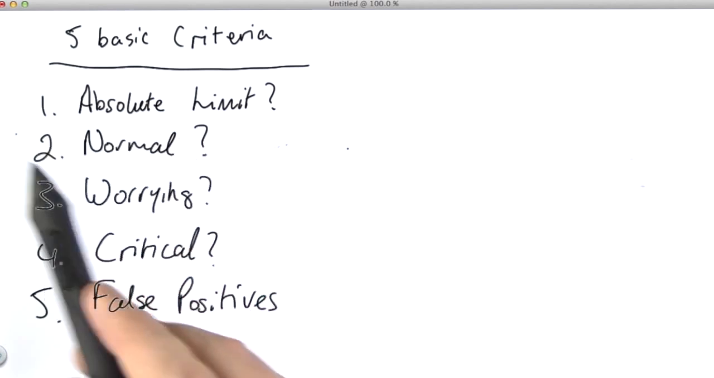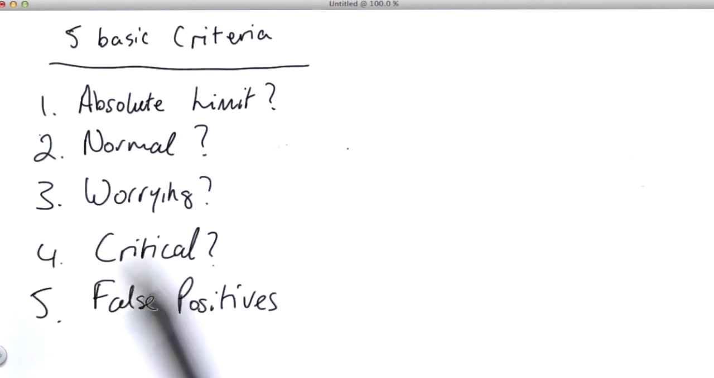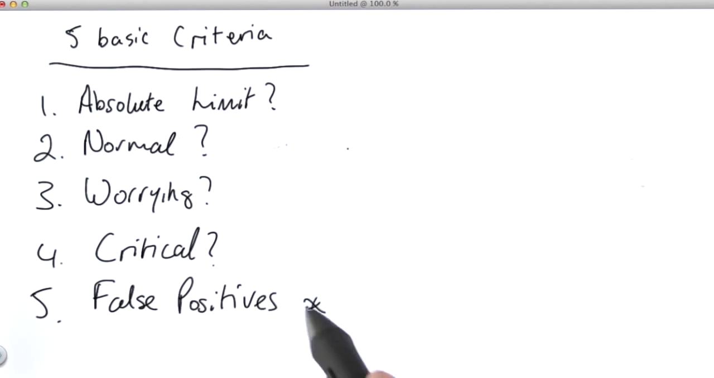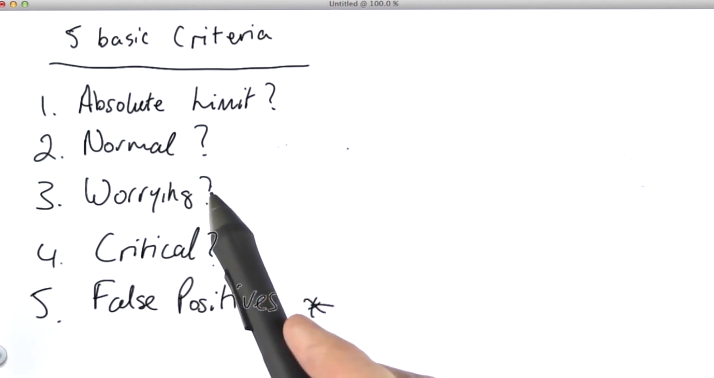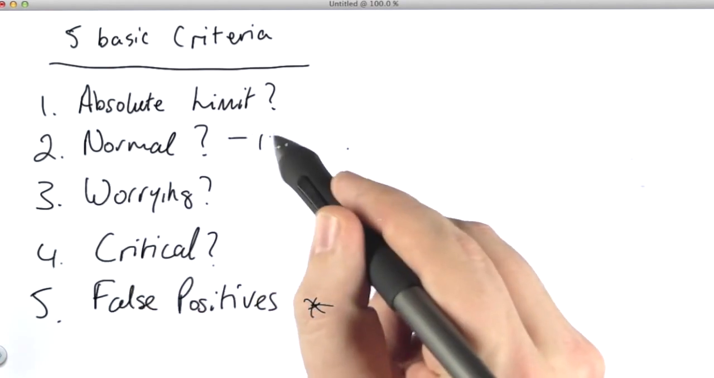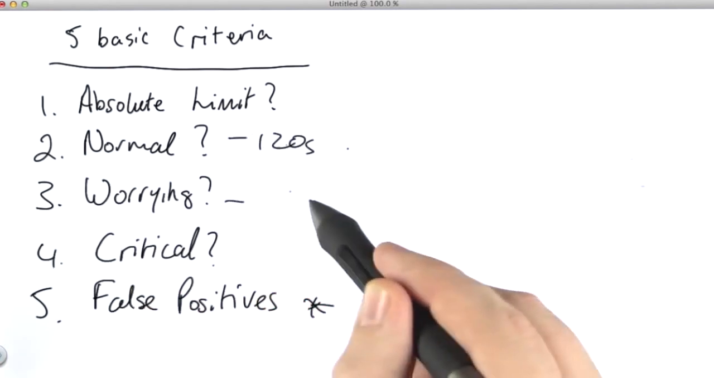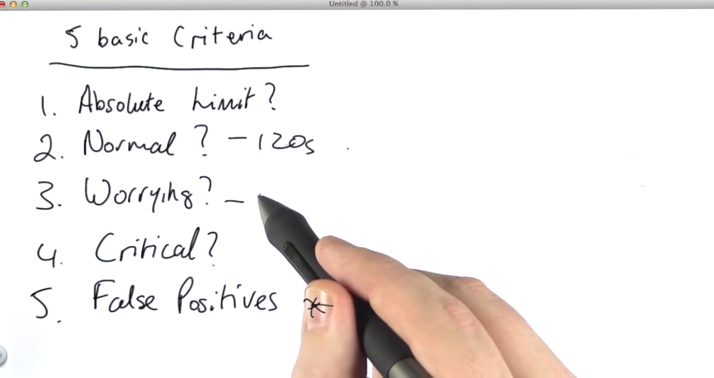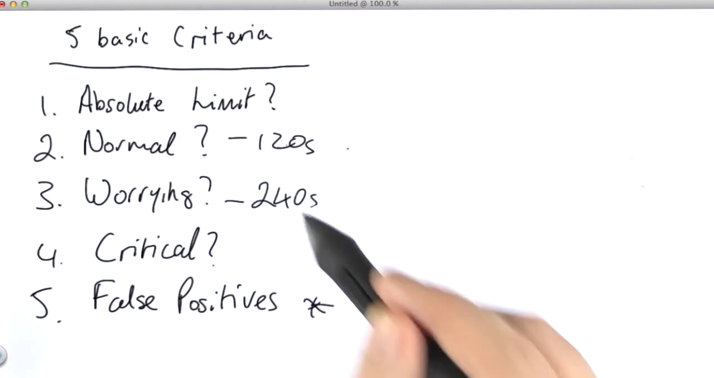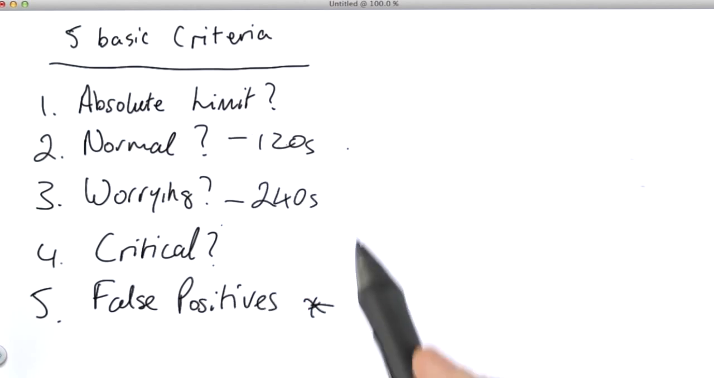What is your normal behavior? In the example we just looked at, normal behavior was for every 3 hours for replication lag to spike to 120 seconds. So we adjusted the lag alert to be above that so that it didn't constantly fire and give us false positives. The third criteria then is, what's a worrying level? So if 120 seconds is normal for replication lag, what becomes a worrying level for replication lag? And in our case, when we said what was worrying, we said 240 seconds.